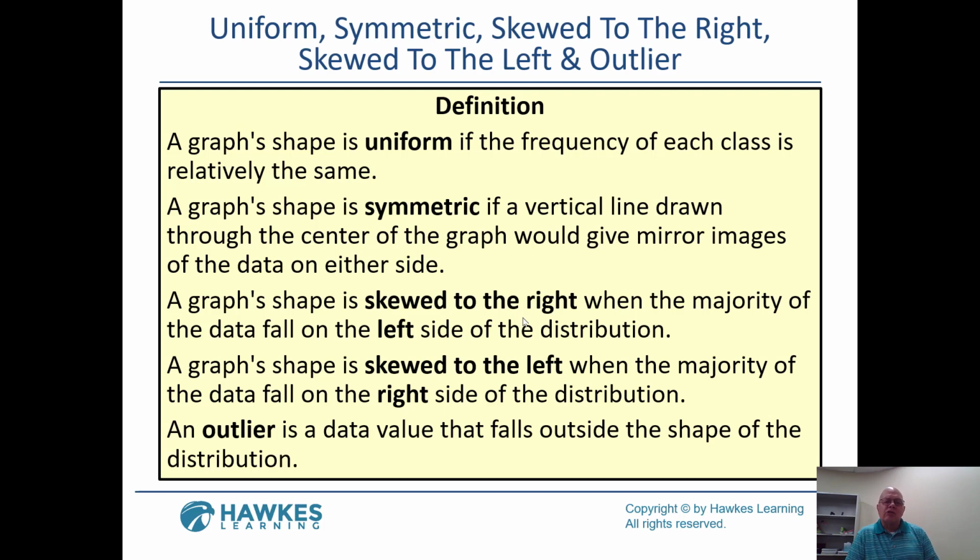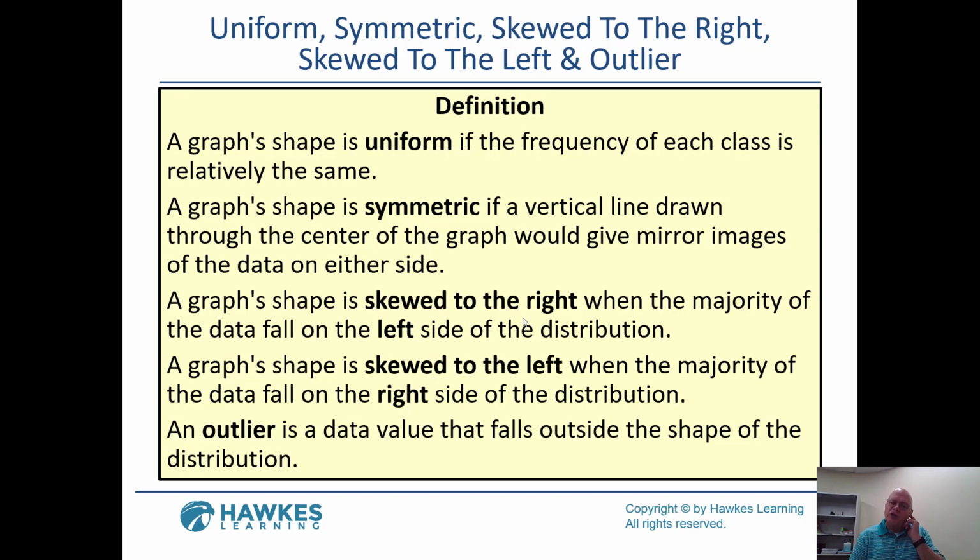Here are some ways of describing graphs. It's uniform if the frequency is almost the same from one category to another. It's symmetric if you could draw a vertical line in the middle and the left side and the right side look like they're mirror images. Then again, it could be skewed.